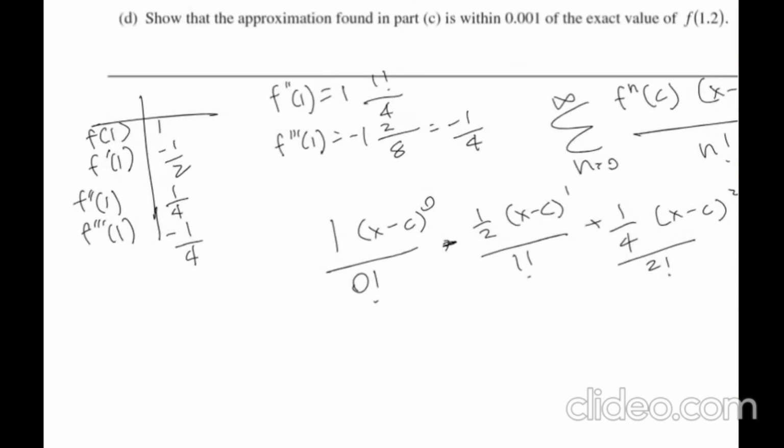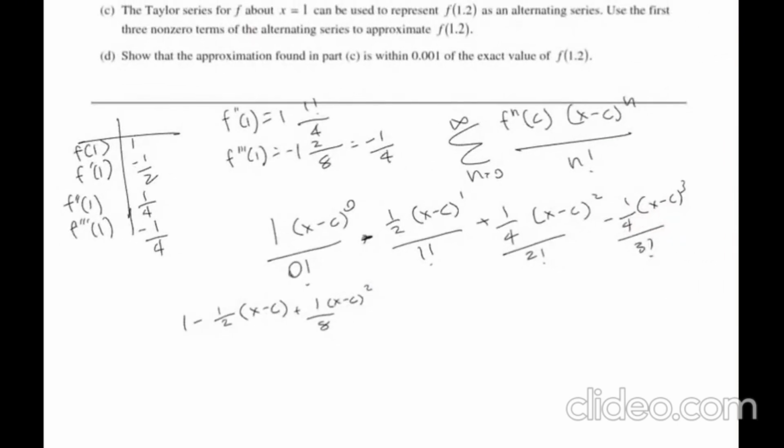I'm going to simplify everything, so it's going to be 1 minus 1 over 2 times x minus c, plus 1 over 8 times x minus c squared, minus 1 over 24 times x minus c cubed, and plus dot dot dot.